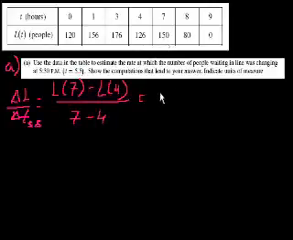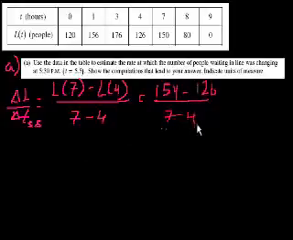L of 7 is 154. They give us that. L of 4 is 126. And we divide it by 7 minus 4. So that equals what? 154 minus 126 is, let's see, if I have 24 plus 26 is 50, so it's equal to 28, right? If this was 2 less, it would be 30, right? So it's 28. And 7 minus 4 is 3.